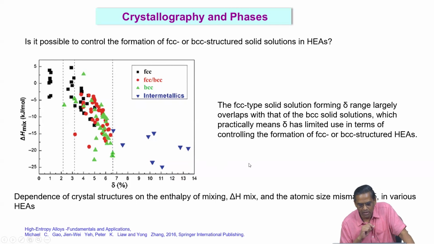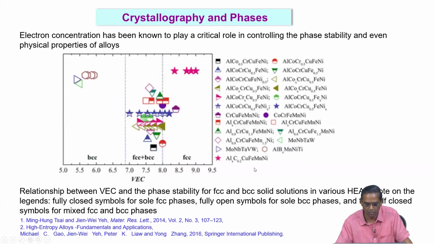But the most important parameter is this: electron concentration. Electron concentration has been known to play a crucial role in controlling the phase stability and even the physical properties of alloys. So in Hume-Rothery compounds, or so-called electron compounds, they also talk about the valence electron concentration or e/a ratio. In the literature, they discuss both the e/a ratio as well as valence electron concentration. But for high entropy alloys, only valence electron concentration gives a great idea of what kind of crystal structure it will form. This is what people have reported.